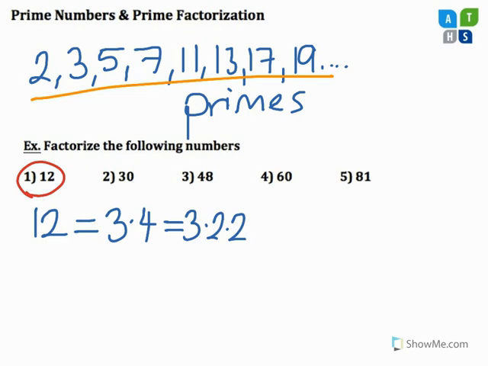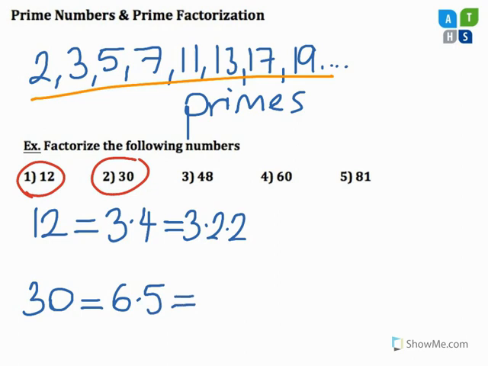In the second one, we have 30. So 30 will be, okay, 6 times 5. 5 is prime, 6 is not. It is divisible by 2 and 3. So we'll write 6 as 2 times 3 and times 5. So this is the prime factorization of these two numbers.